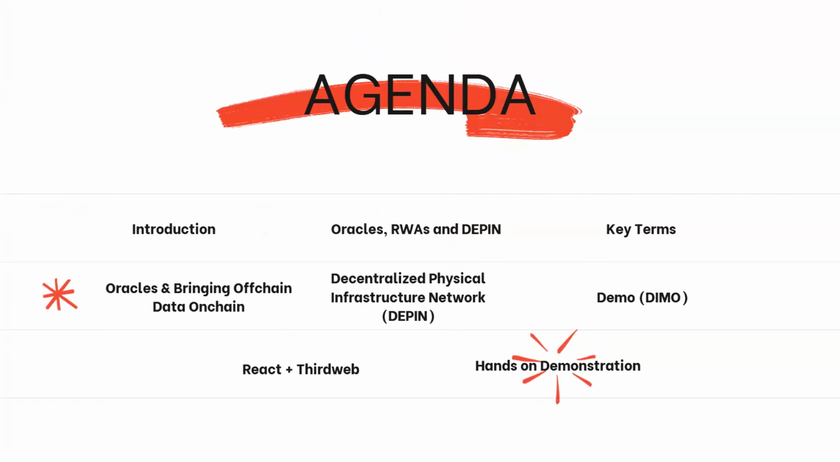The agenda for today is discussing on-chain applications which involve oracles, RWAs, also known as real-world assets, DePIN, which is decentralized physical infrastructure network, the key terminologies, a demo, how you bring off-chain data onto the on-chain, React and Third Web, and a hands-on demonstration that will be probably by Ahmed.